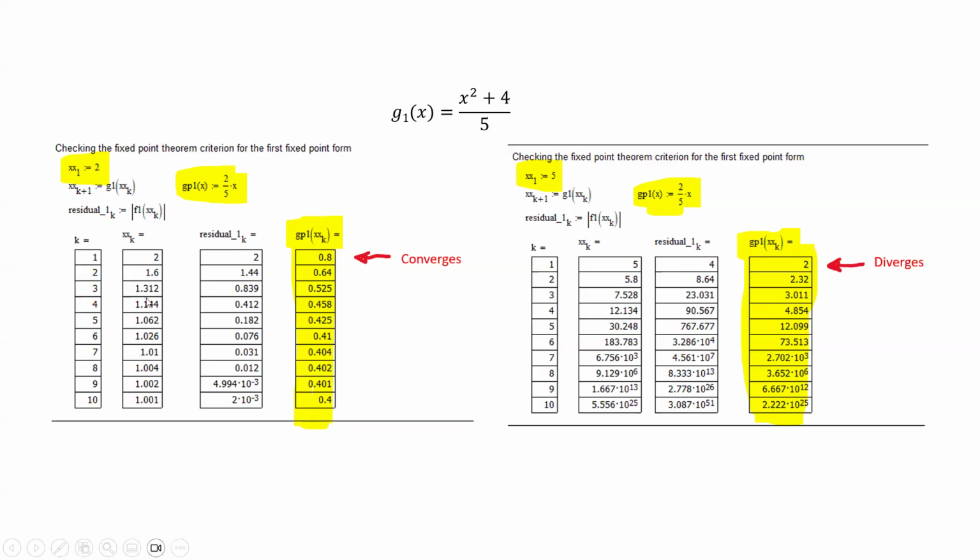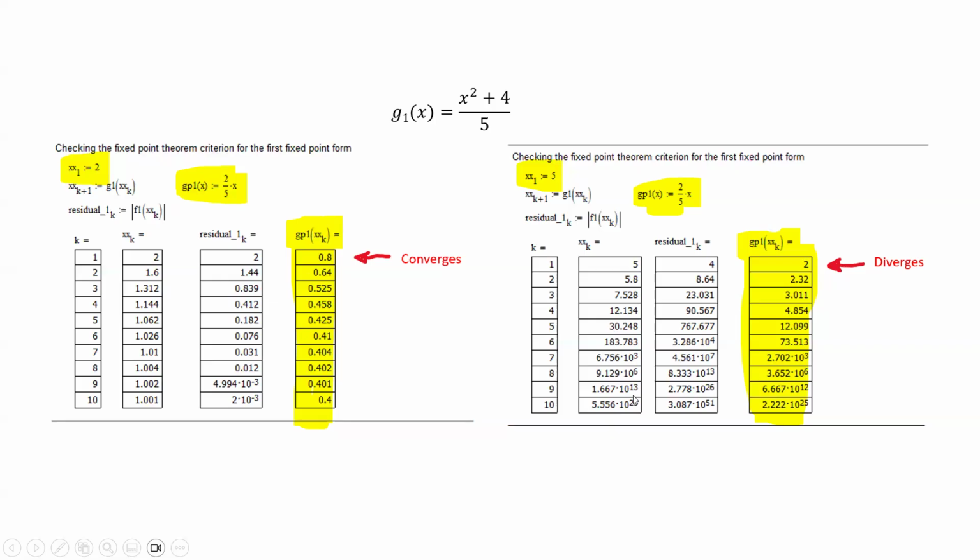And as you can see, after 10 iterations, we find one of the roots of the function. How about the initial guess 5? The value of g prime, the derivative of this rearrangement at this initial guess, is greater than 1, and in this case, the algorithm diverges. As you can see, after each iteration, the value of x increases, and after 10 iterations, it reaches 5 times 10 to the 25th power.